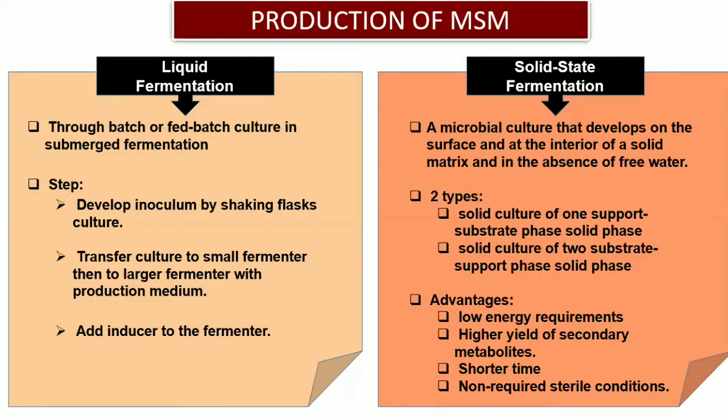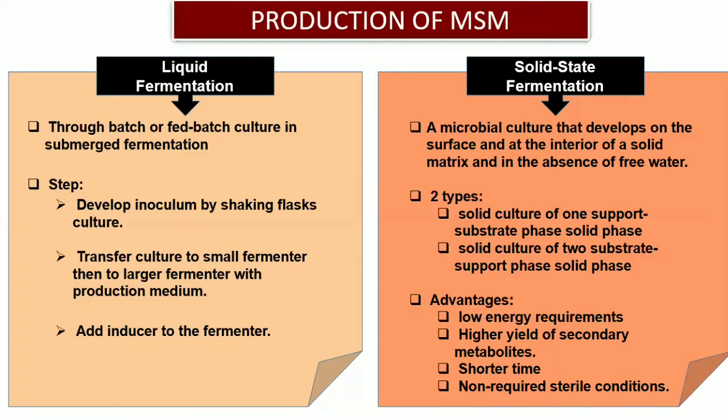Next is the production of microbial secondary metabolite, which can be carried out through liquid fermentation and solid fermentation. Liquid fermentation is done through batch or fed-batch culture in submerged fermentation. The steps are: first, we develop the inoculum by shaking flask culture. Next, we transfer the culture to a small fermenter, then a larger fermenter with production medium, and then we add an inducer to the fermenter.